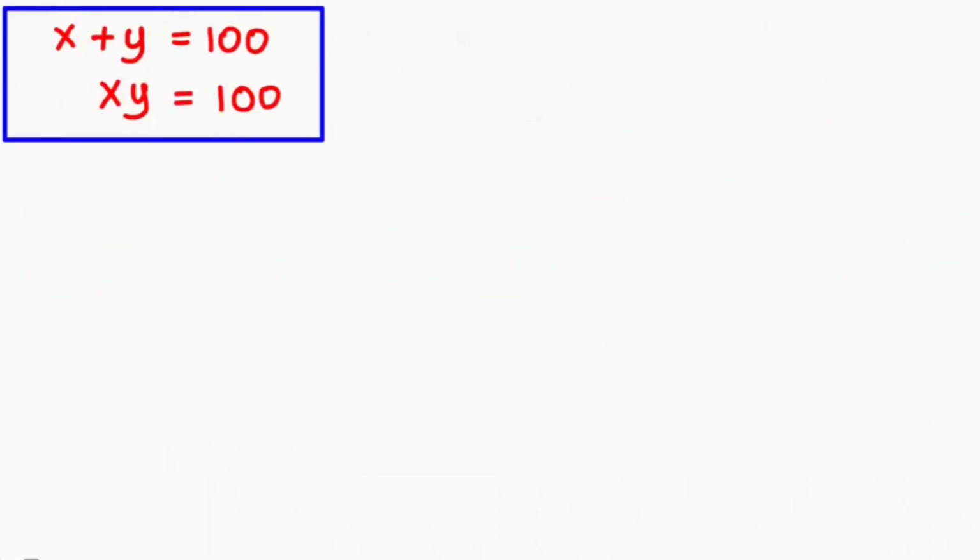The equation we have is x plus y equals 100, x times y equals 100. Here we need to find the values of x and y. So let's get started with the solution.